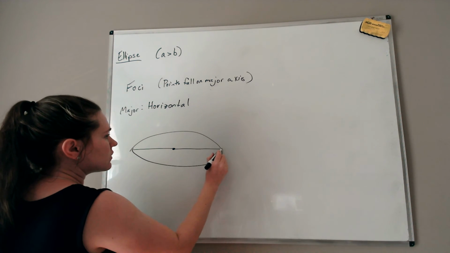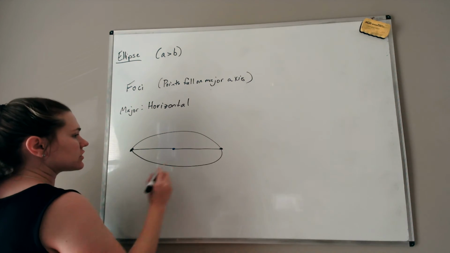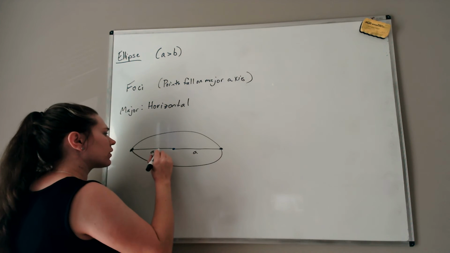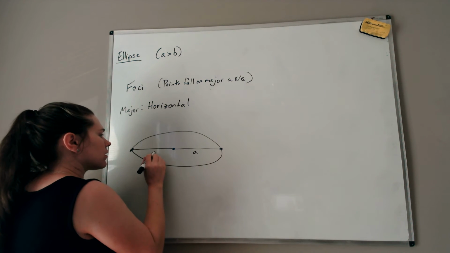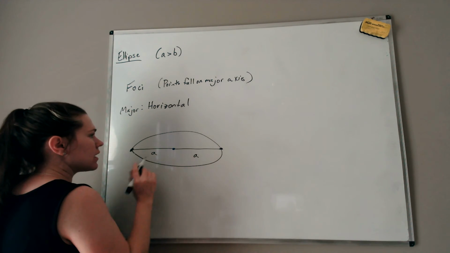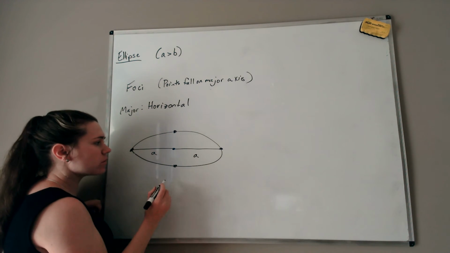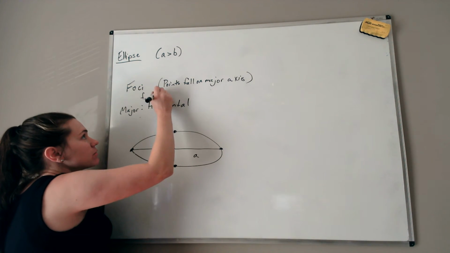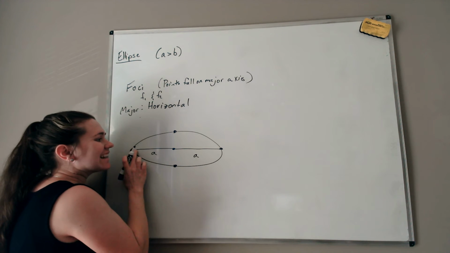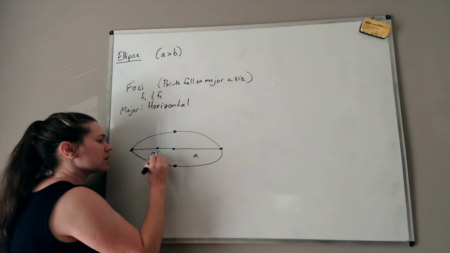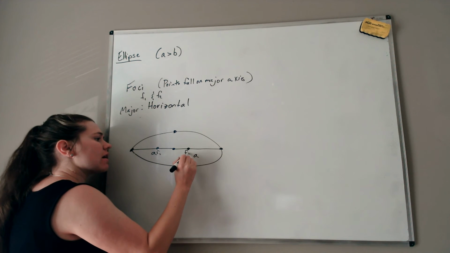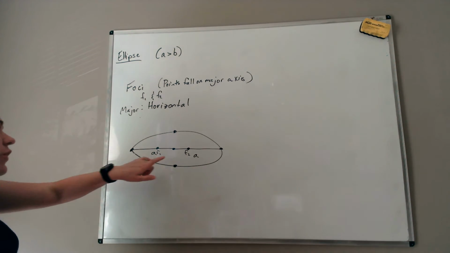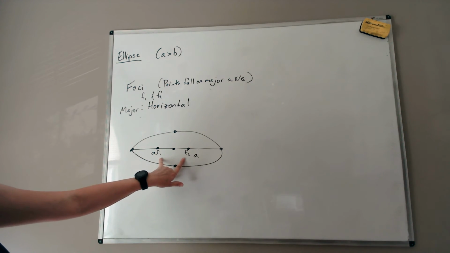That's the vertex. That's the vertex. That's A. That's A. So your vertices are here and here. Your co-vertices would be here and here. The foci, I'll call them F1 and F2. They're going to fall on the major axis. Now, they're both going to be equidistant from the center. And these foci are actually how you are drawing an ellipse.